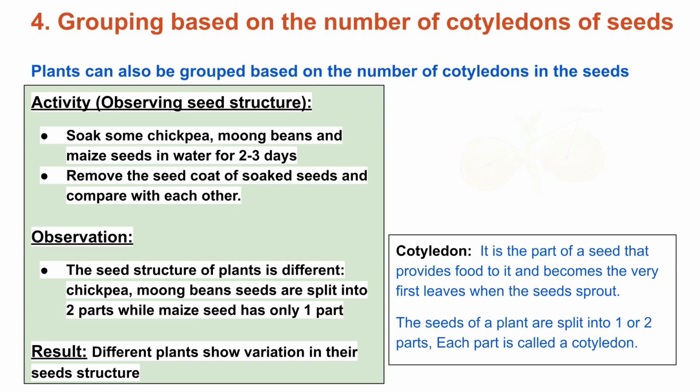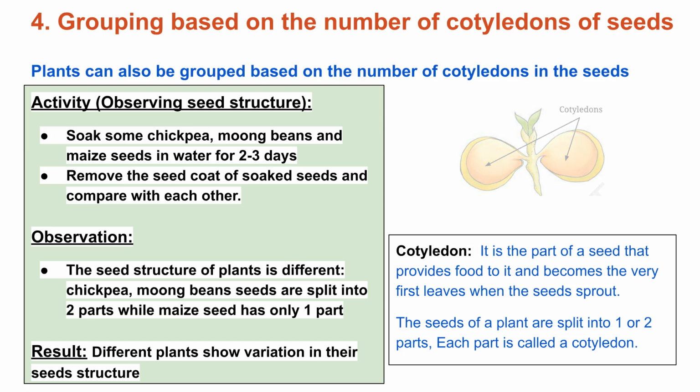There is another type of grouping of plants. If we see their seed structure, then we can again categorize the plants based on the number of cotyledons in the seed. So what is cotyledon in these seeds?